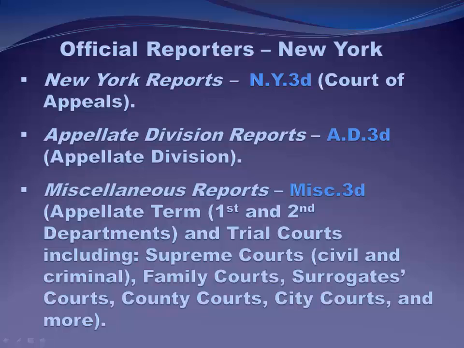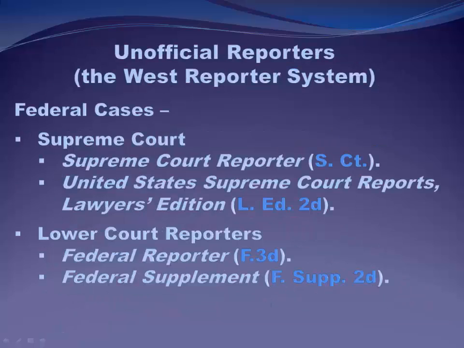The New York reports is NY 3rd, up to the 3rd series, for the Court of Appeals. The appellate division reports are AD 3rd, and then the miscellaneous report is where that whole grab bag of trial courts would have their opinions reported. West also has unofficial reports.